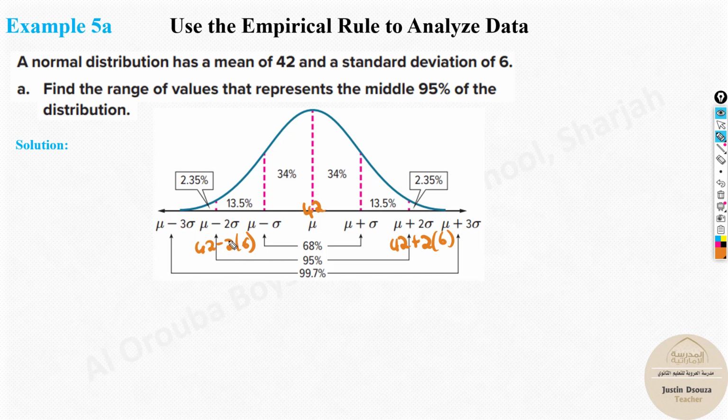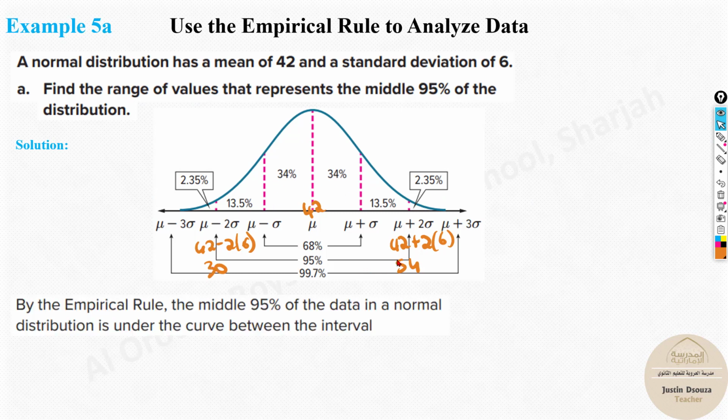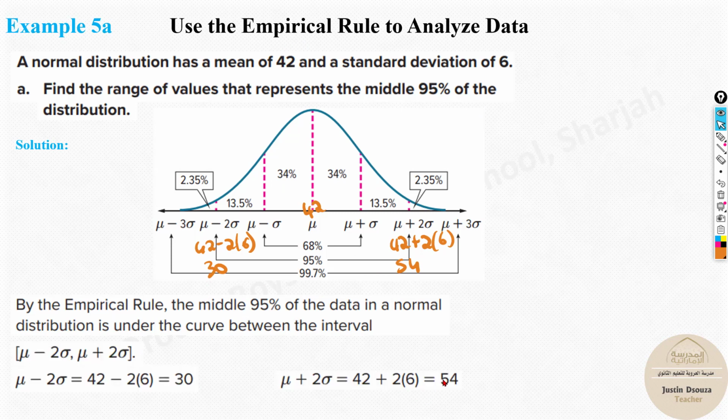So 2 times 6 is 12, 42 minus 12 is 30. Here it is again 12, but you need to add it, it will be 54. So the interval is 30 to 54, that's it. The values that represent the middle 95% are from the interval 30 to 54 for this particular mean and standard deviation. You can see it's 30 and 54.